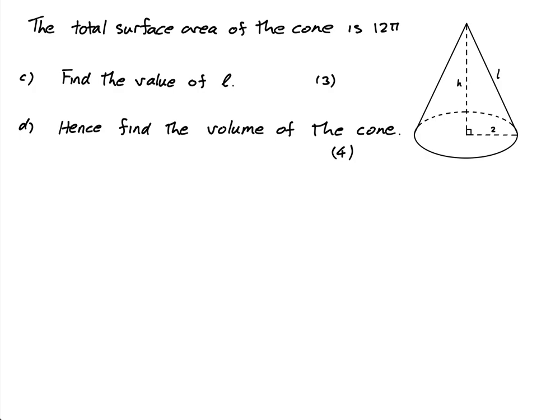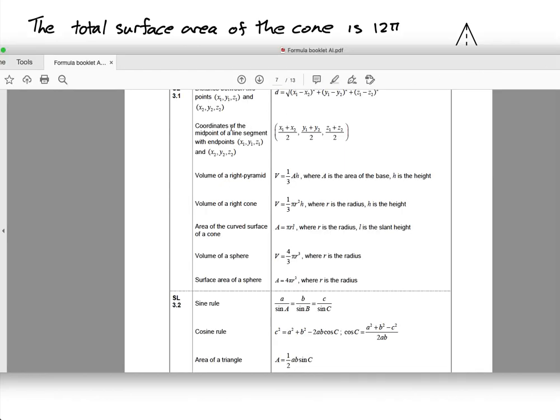Okay, so for part C, it says the total surface area of this cone here is 12 pi. Find the value of L. Okay, so we need the surface area of a cone. Now, in the formula booklet, we have here section 3.1, the area of the curved surface of a cone. It's pi r L, but just be careful.